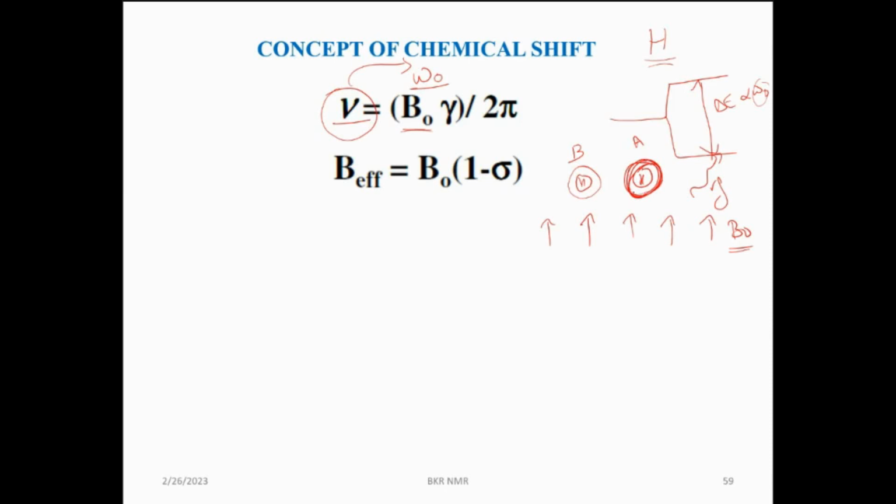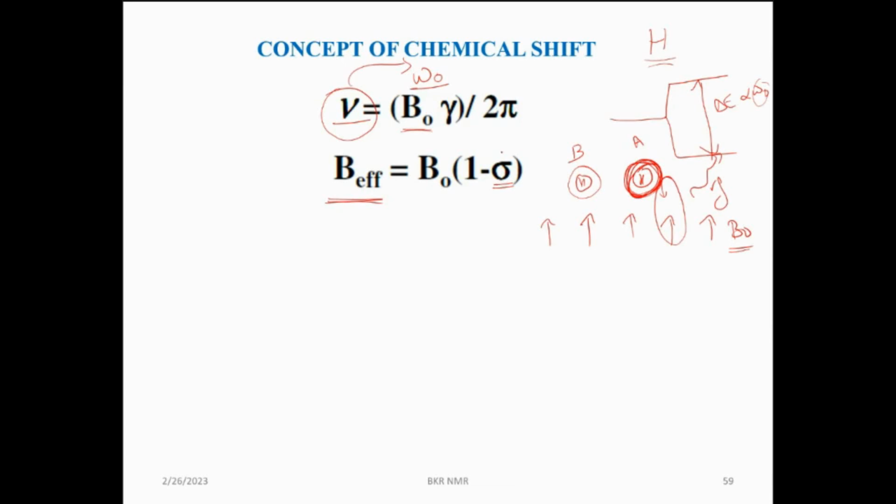What happens? The electrons surrounding the hydrogens will create a diamagnetic shielding. Electrons also have spin, they also have charge, so they create a magnetic moment which opposes the external field. Since there is an opposition, the field experienced by the H will be different. That is known as B effective, the effective magnetic field. So B effective is equal to B0 into 1 minus sigma, where sigma is the shielding constant, the diamagnetic shielding constant.